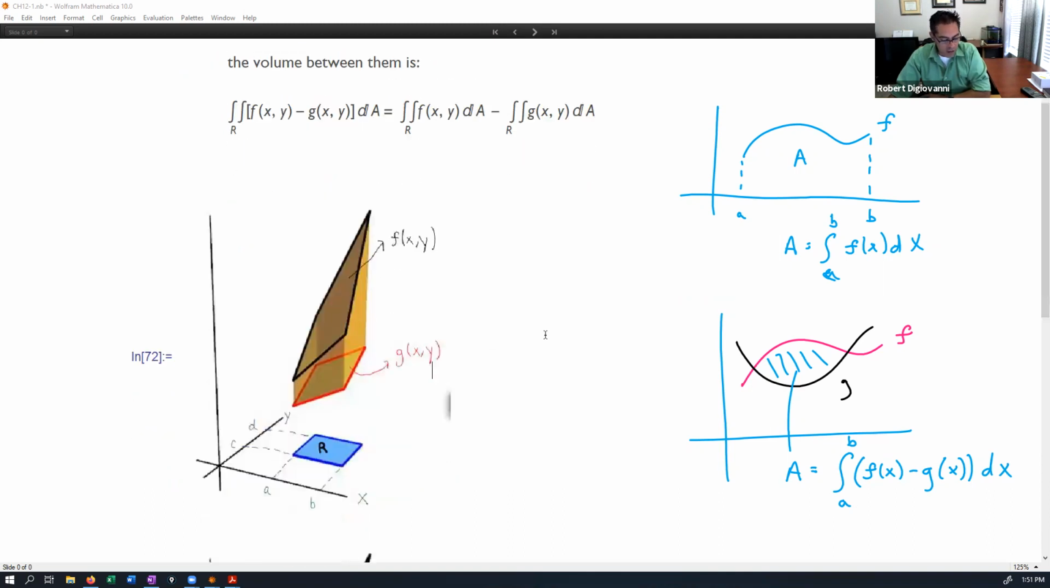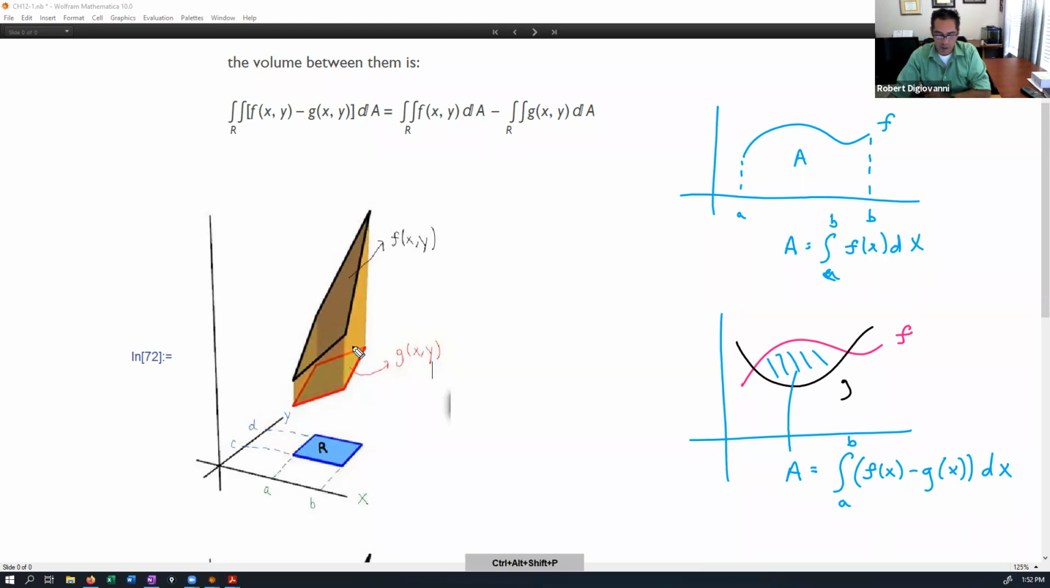What I think is cool is looking at the picture. You have the region on the ground, okay? That's your region on the ground. Then you have the g function, which is going to be this bottom red surface. And then you have the f function, which is this top surface. And you're trying to find the volume between them.